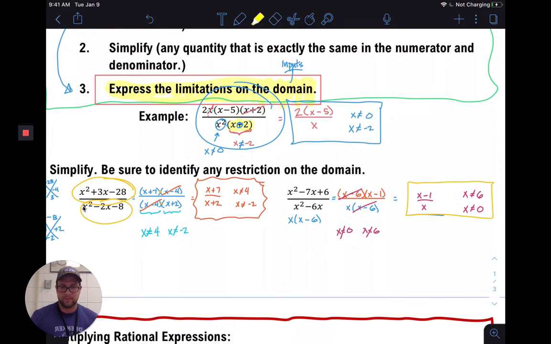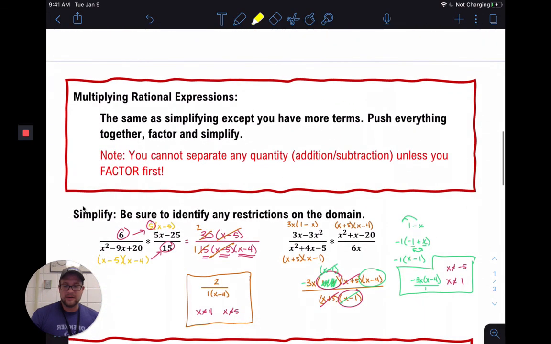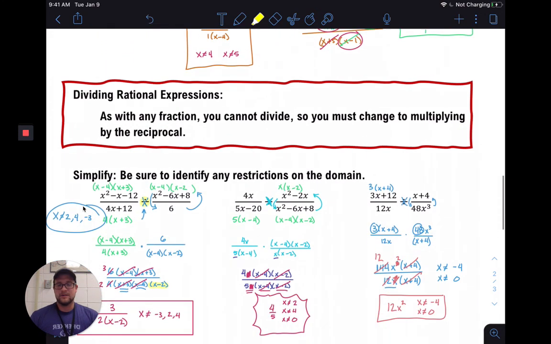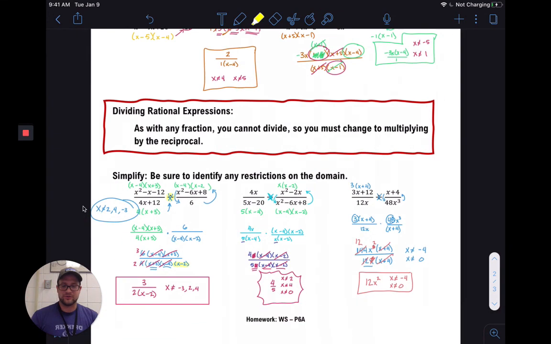Very important part. Moving on, we talked about how to multiply. That just goes straight across, make one super fraction. Dividing, we talked about how you can change a division to a multiplication by flipping the second fraction and then just multiplying across. Always remembering to restrict your domain.